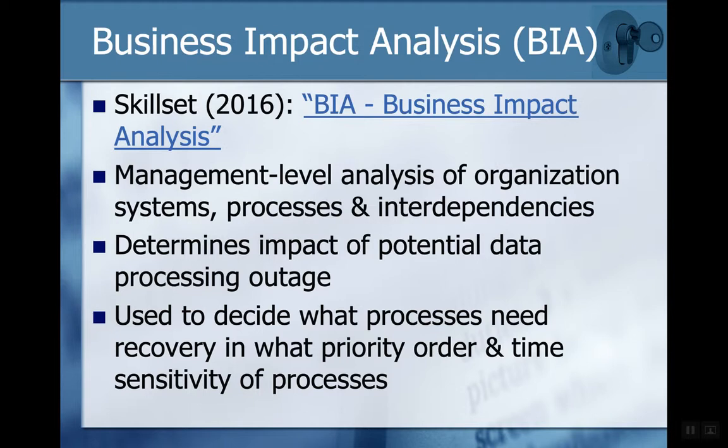We've talked about the BIA, a management level analysis of organizational systems, processes, and interdependencies. Its goal is to determine the impact, and then based upon that impact, to put a plan together of what gets recovered first, second, third, fourth. One of the issues you run into a lot of times is that everybody has the expectation that when you start a recovery process, everybody's first, and the reality is not everybody should be first. Some things are clearly going to be more highly prioritized than others. That's what you map out in the business impact analysis plan.